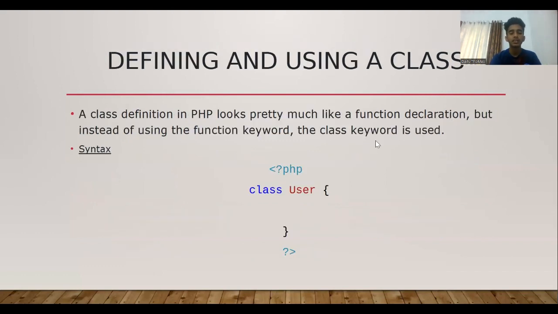A class definition in PHP is similar to a function declaration, but instead of using the keyword function, we have to use the keyword class. The syntax for defining a class is given in the slide.